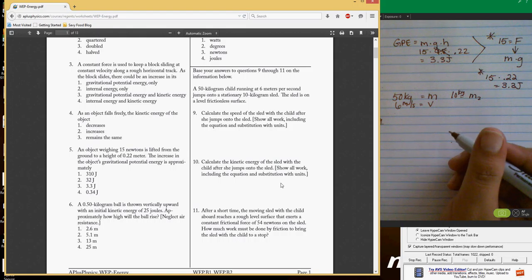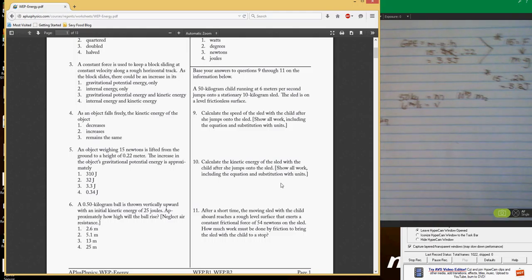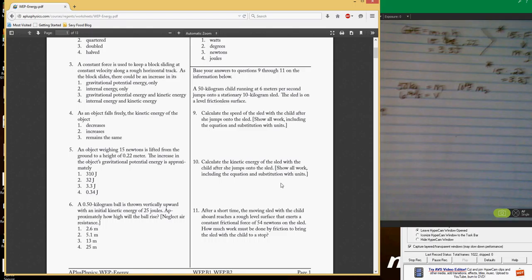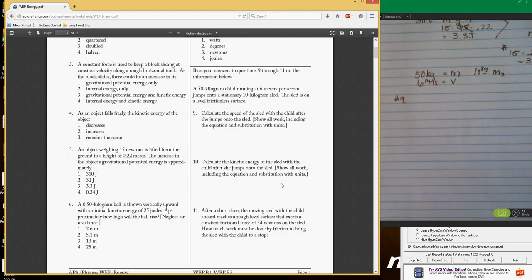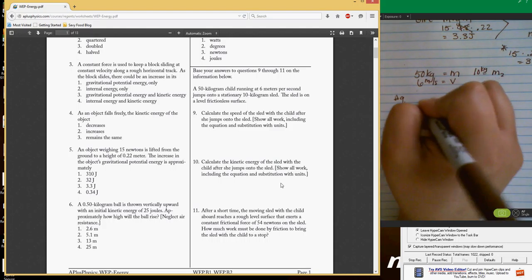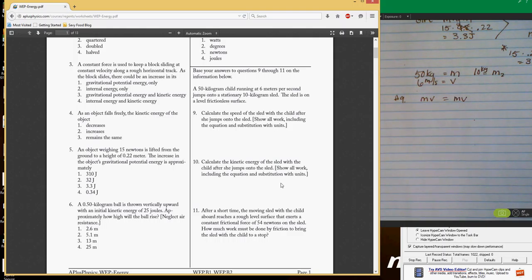So we have two things. We have our 50 kilogram mass and our other mass. This looks a lot like a momentum problem, which it is, because I'm looking for the speed after she jumps onto the sled, which means I'm looking for a final velocity that they both are going to share. So mv and mv, or we're looking for the speed of the sled. So we have a mass and mass.